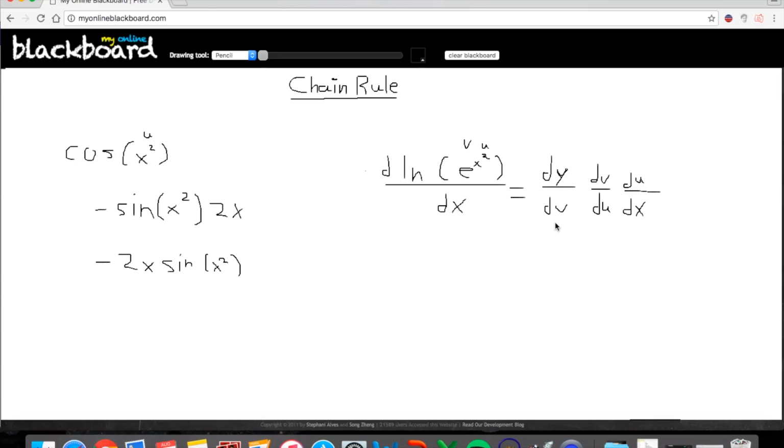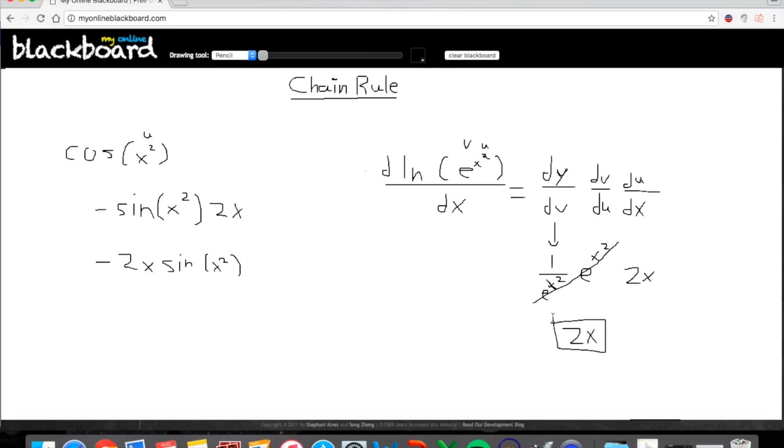So the derivative of y with respect to v, it's ln, so it's just going to be 1 over e to the x squared. And then dv over du will just be the derivative of e to the x squared, and that's just going to be e to the x squared. And then we have du over dx, so the derivative of x squared, and that'll just be 2x. What we notice is that these cancel out, so our final answer is just 2x, which is really simple.